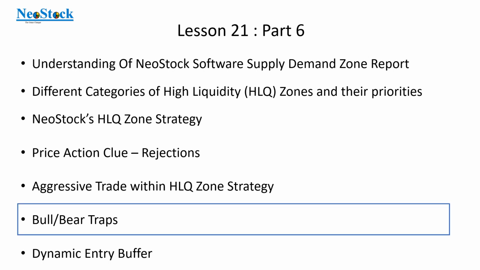We are at part 6 of lesson 21. This is about bull or bear traps. And these lessons are having dependency on the earlier lessons.